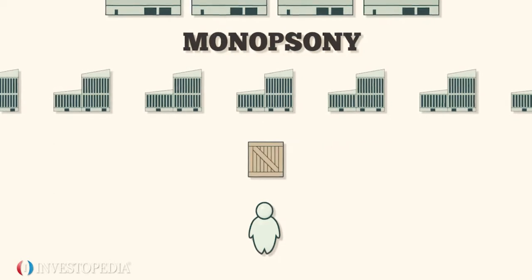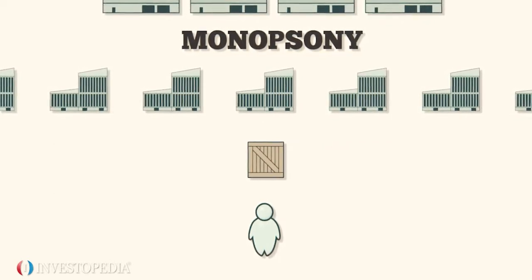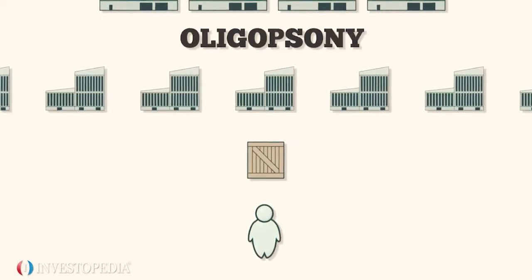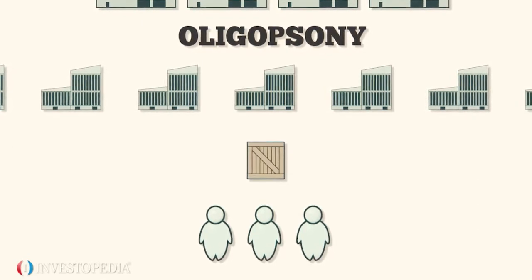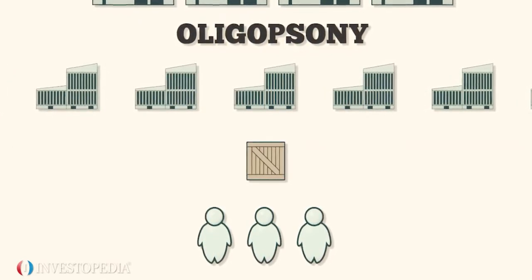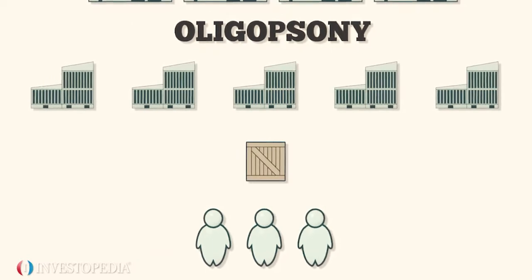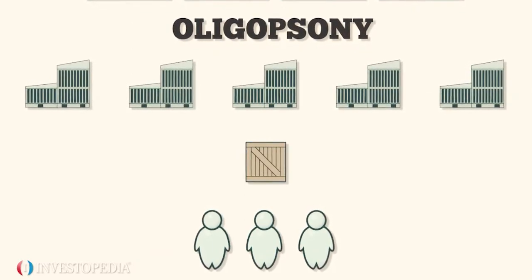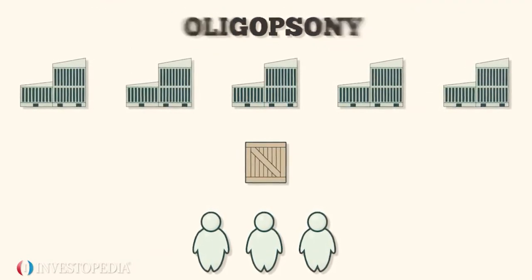Many firms create products that they try to sell to the U.S. military. An oligopsony has only a few large buyers for a product. The tobacco industry exemplifies an oligopsony. A handful of large cigarette companies buy almost the entire annual tobacco crop.